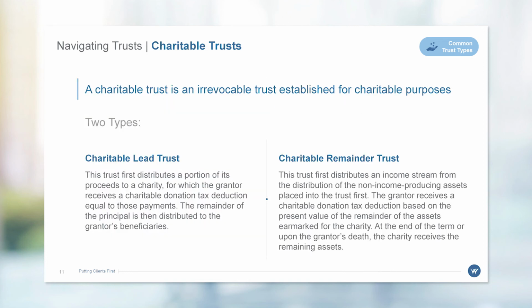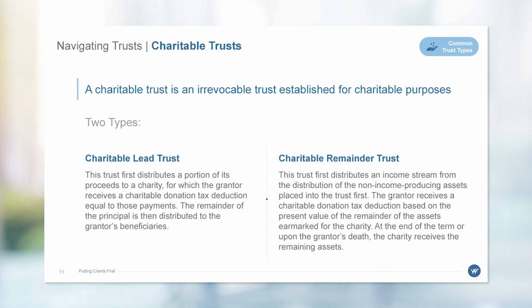And then last, but certainly not least, we have quite a few clients that are charitably inclined. And if you are charitably inclined, setting up a charitable trust is something to consider. These trusts give you flexibility and control over your charitable contribution while saving income tax and maybe even estate tax dollars. There are two types of charitable trust: charitable lead trusts and charitable remainder trusts.